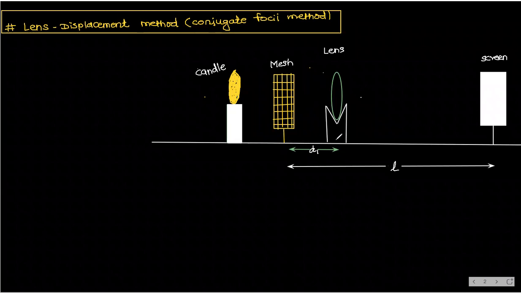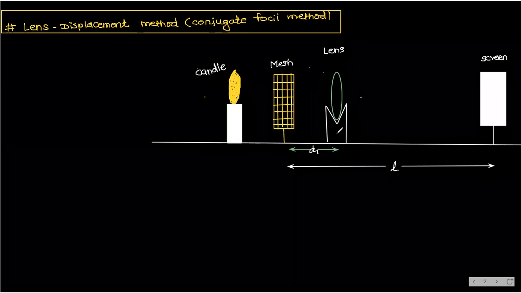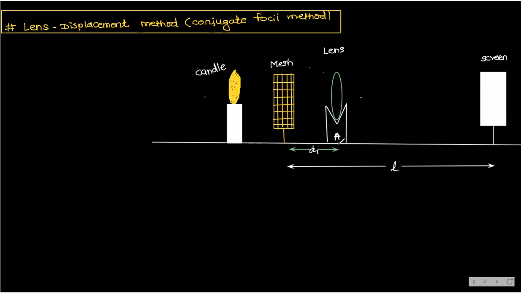So this is d1, and at this point you will get a clear and magnified image. So I am denoting this position as position A. What is this position? Position A. This point is O, O for object. Next, this point I am denoting as C. And now what we have to do?